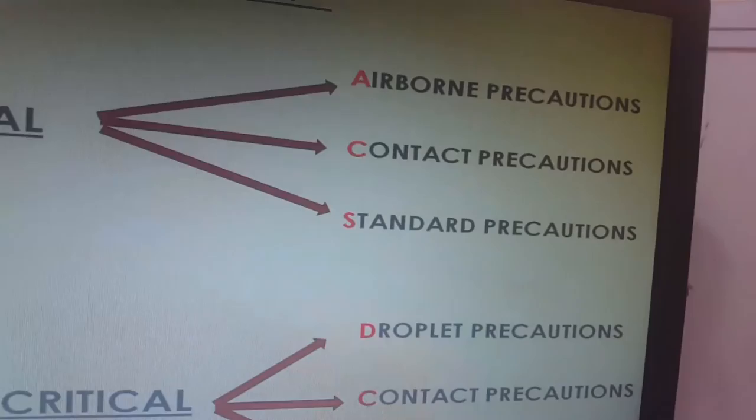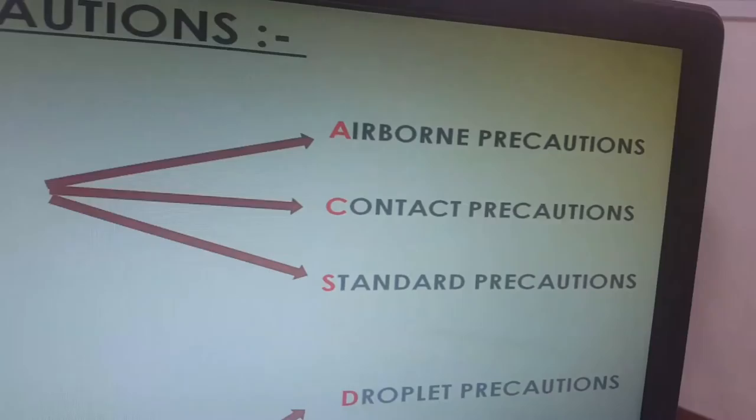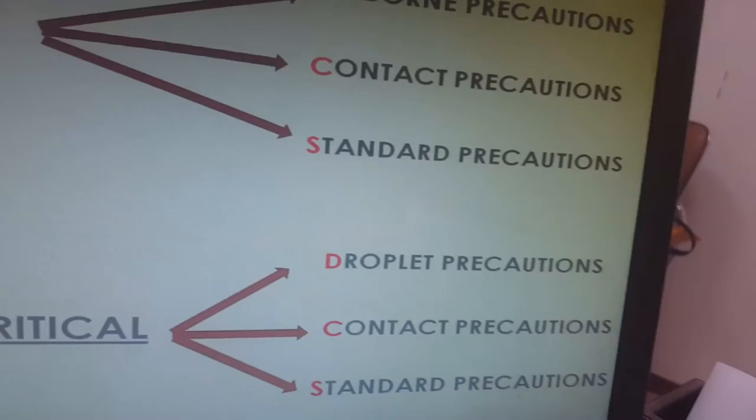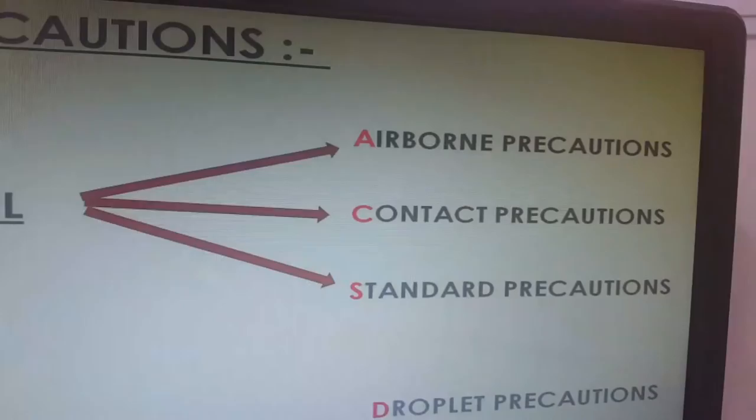But if critical, you have to use airborne precaution. For airborne precaution, you have to use the N95 mask and put the patient in a negative pressure room. If non-critical, with droplet precaution, you can put the patient in a private room without negative pressure and use the surgical mask. So according to the case, if critical, use airborne, contact, and standard precautions. If non-critical, use droplet, contact, and standard precautions.